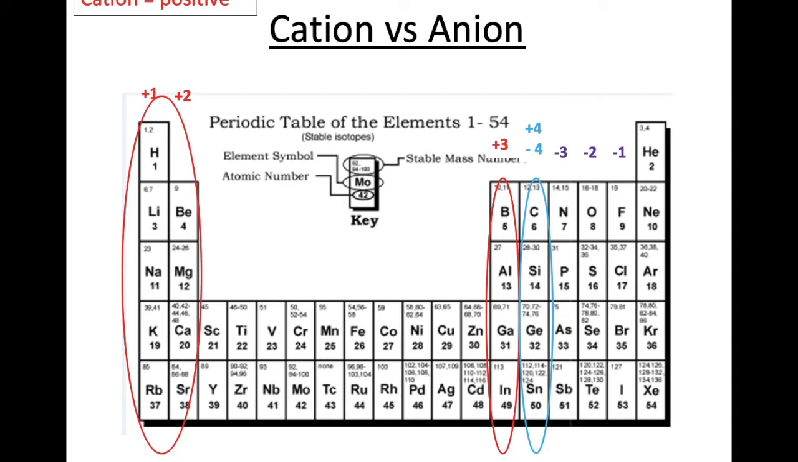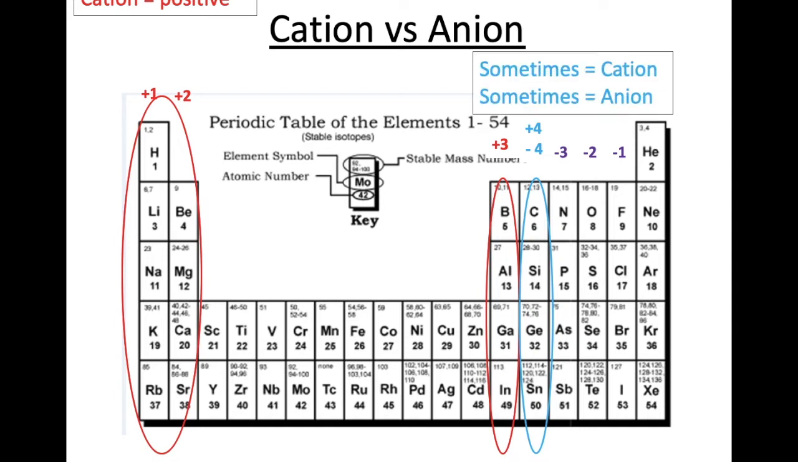Group 14, the carbon group, has an oxidation number of either positive or -4. Sometimes it's a cation, sometimes it's an anion. We're not going to go into the specifics of which it is when. And then you see groups 15, 16, and 17 are all anions because they are negative. They have more electrons than they do protons.